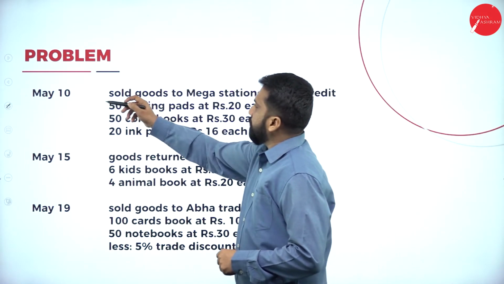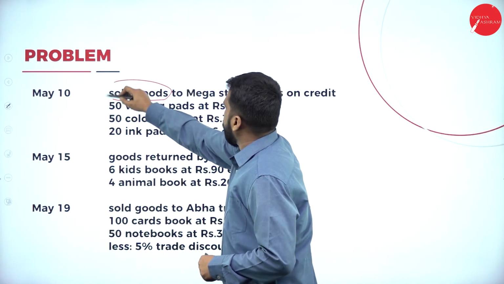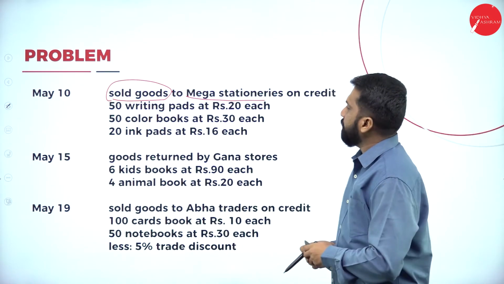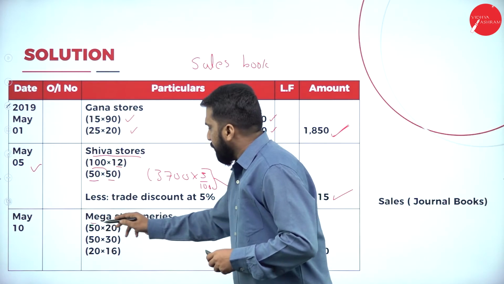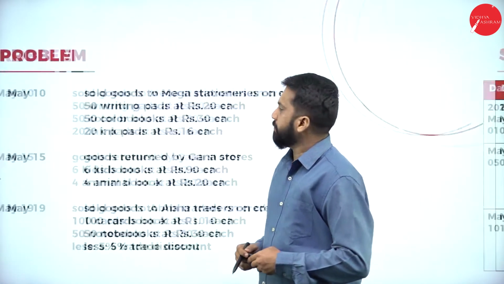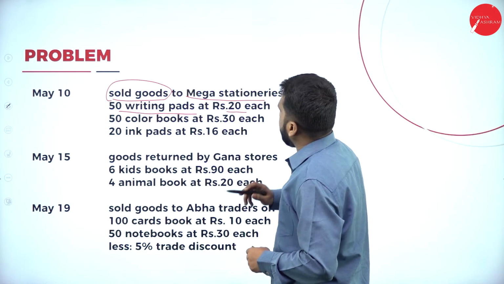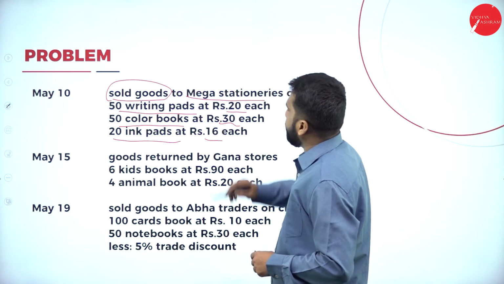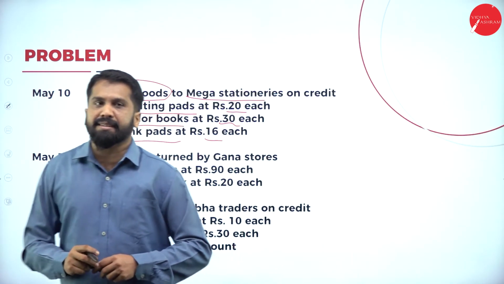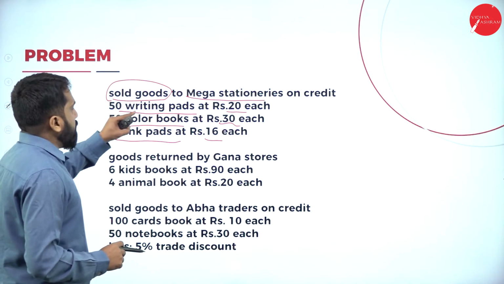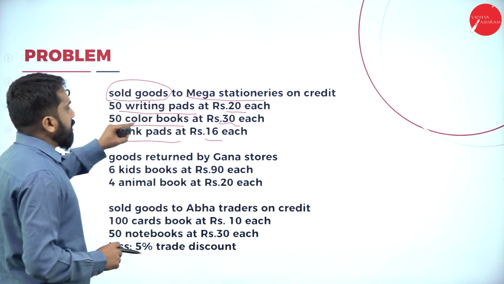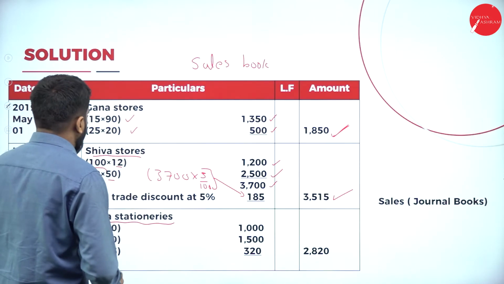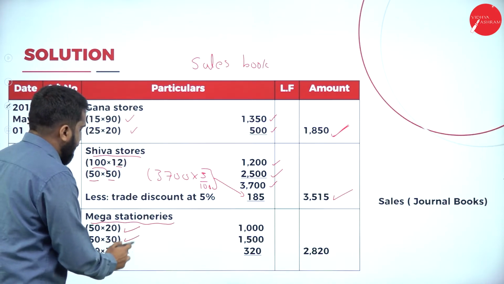Next one. May 10th, sold goods to Mega Stationery. So, we should write what? Mega Stationery, the third one. Again, I'll go back. 50 writing pads at rupees 20, 50 color books at 30, 20 ink pads at rupees 16. Just multiply and write. 50 multiplied by 20, 50 multiplied by 30 and 20 multiplied by 16.